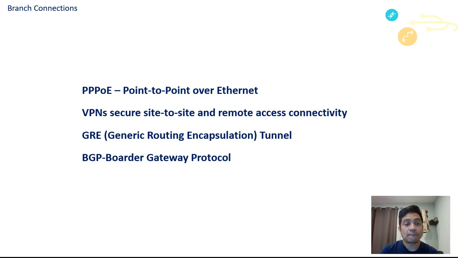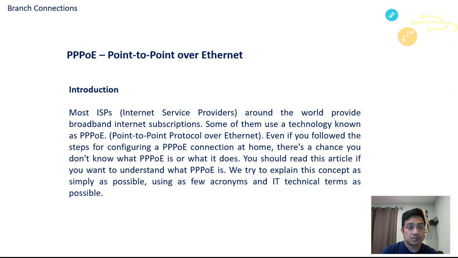So PPPoE, point-to-point over Ethernet, VPN secure site-to-site and remote access connectivity, GRE or generic routing encapsulation, and BGP, Border Gateway Protocol. Okay. So what is PPPoE, or point-to-point over Ethernet?